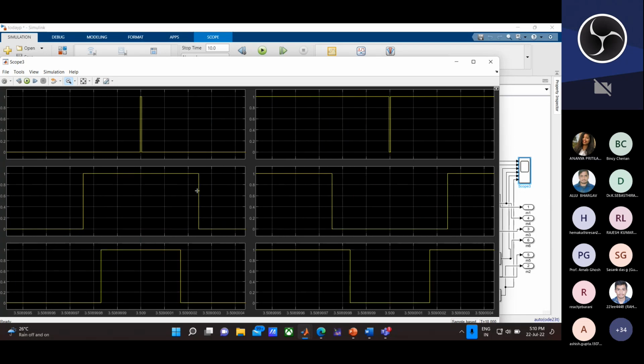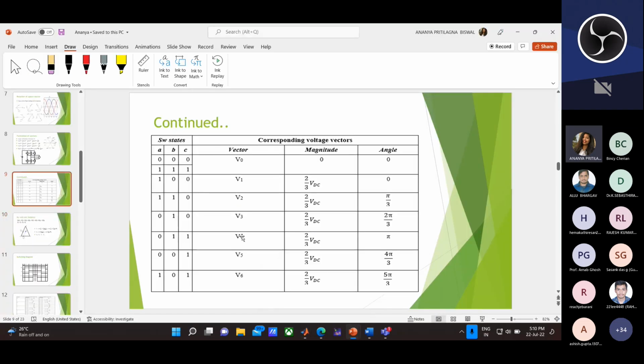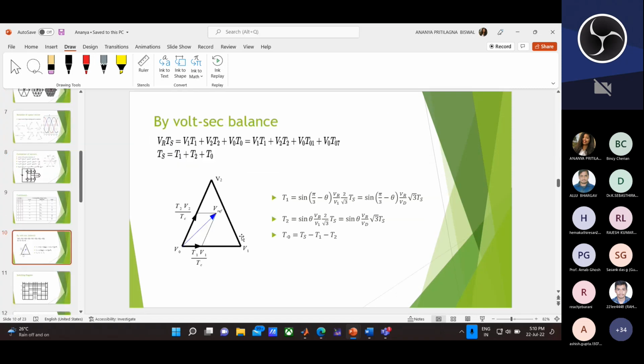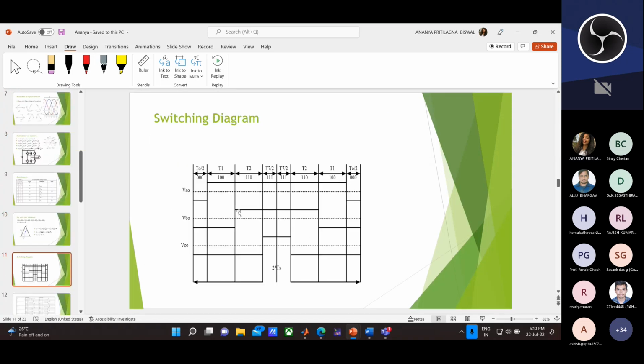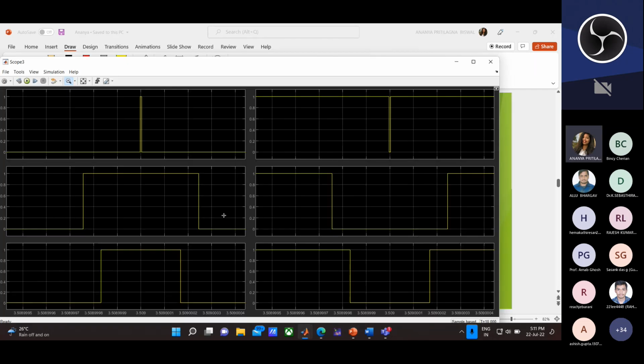Here, this one is the larger. Then, as I already described in that PPT, here the first one is larger. Then again, the second one is, in comparison to that VAO, the pulse for VBO is of lesser duration, and VCO is again of lesser duration. Similarly, I got these pulses.